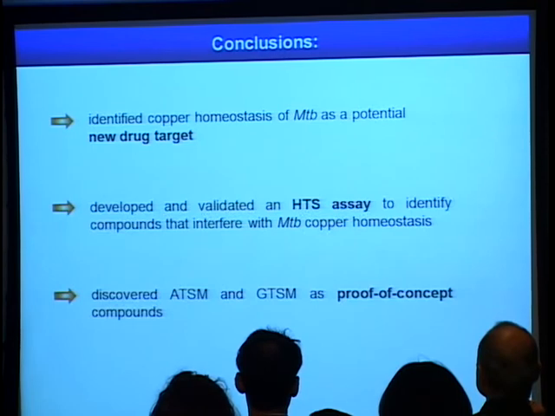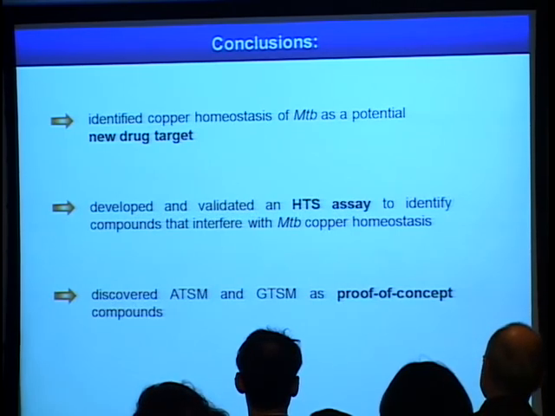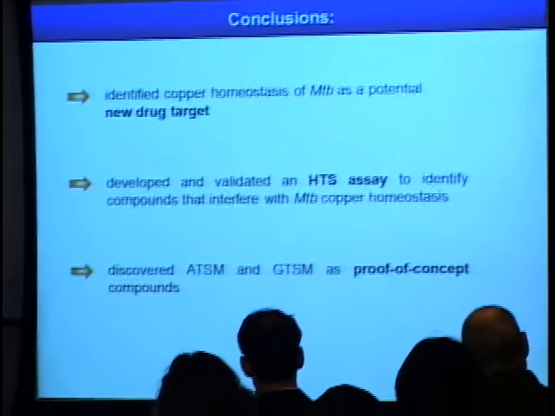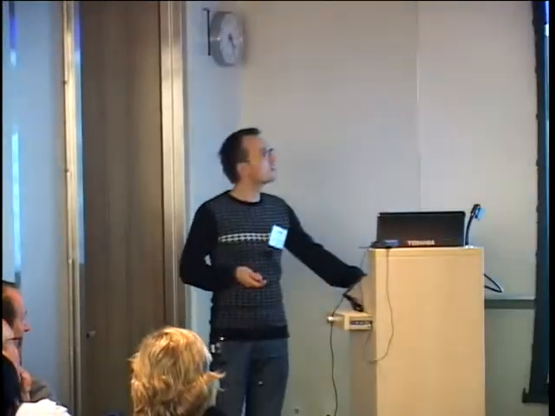To summarize my talk, we have identified copper homeostasis as a potential new drug target, and we developed and validated a high-throughput assay platform to identify compounds that interfere with copper homeostasis of Mycobacterium tuberculosis, and we identified ATSM and GTSM as first proof-of-concept compounds.